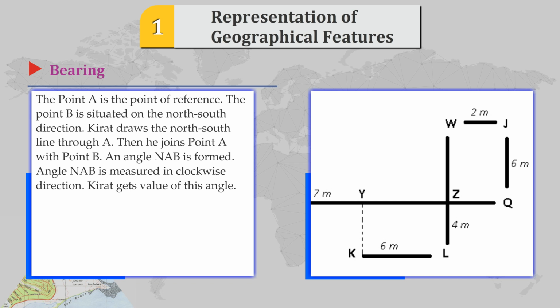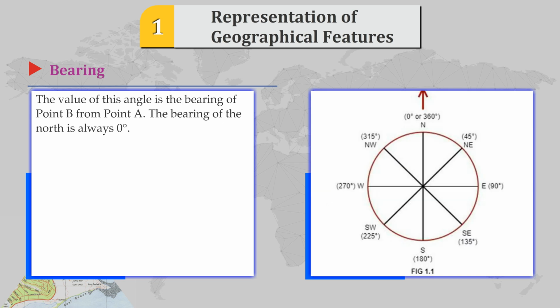Then he joins point A and point B. An angle NAB is formed. Angle NAB is measured in clockwise direction. Kirat gets the value of this angle. The value of this angle is the bearing of point B from point A. The bearing of the north is always 0.